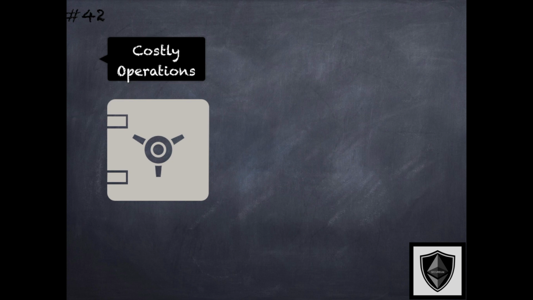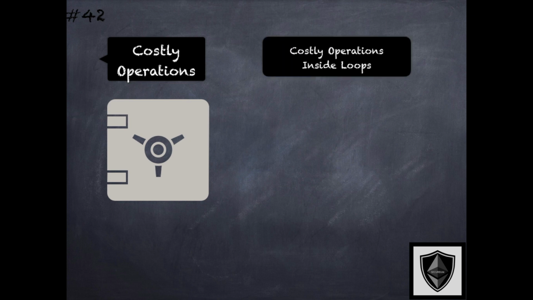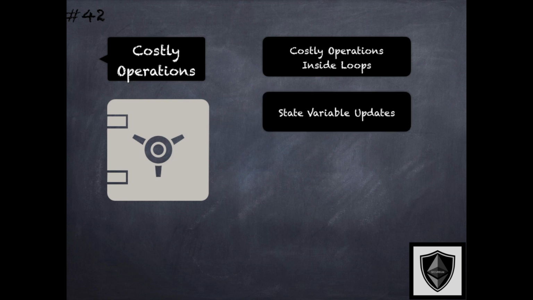Certain operations in Solidity are considered costly or expensive in terms of the amount of gas units they use. And if such operations are used inside loops, they end up consuming a lot of gas, which could result in unexpected behavior. The best example of a costly operation in Solidity is that of state variable updates. Recall that in Solidity, state variables are stored in the storage area of the EVM.